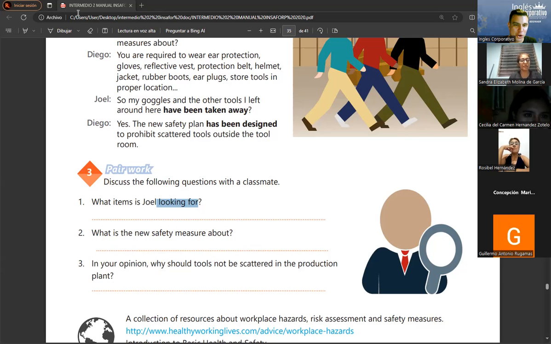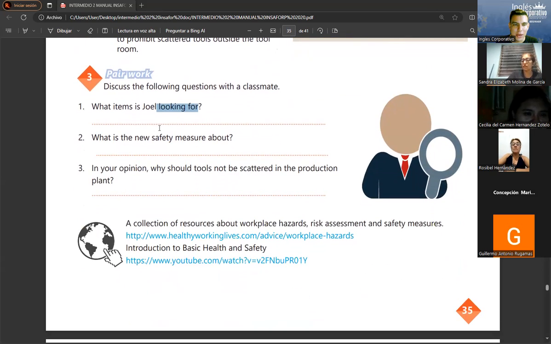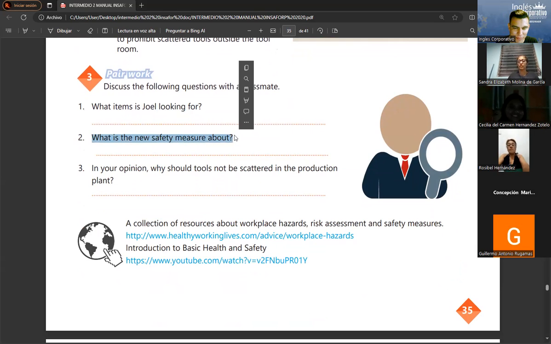It seems he is disorganized. Okay. What is the new safety measure about? La palabra favorita de mi Cecilia, creo que es. Safety measure about. What is the new safety measure about?